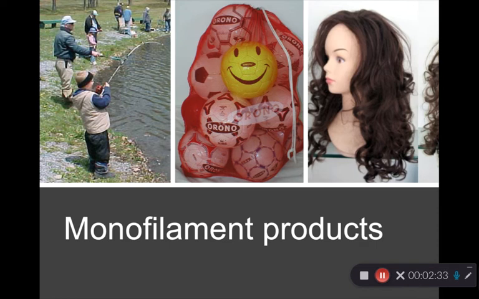There are some monofilament products that are made from a single fiber. Things like sewing thread, fishing line, which is the classic example, nets, and wigs. They are very strong, non-absorbent products, and they're not frequently seen in garments. Most filament yarns that you see are multi-filament yarns.